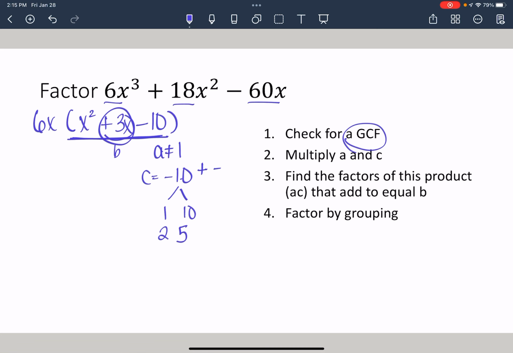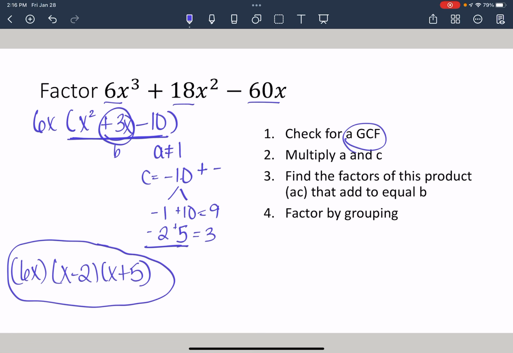My bigger factor is going to be positive, so that makes my smaller factor negative. Negative 1 plus 10 is 9, and negative 2 plus 5 is 3. So that is my correct set of factors. I'm going to write this as 6x times x minus 2 times x plus 5. Remember, always start off by checking these problems for a GCF.